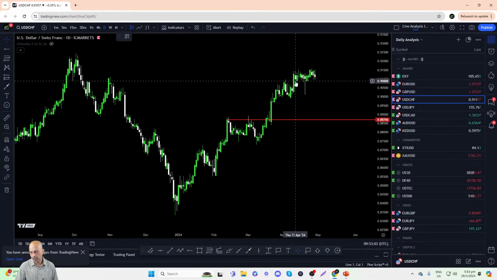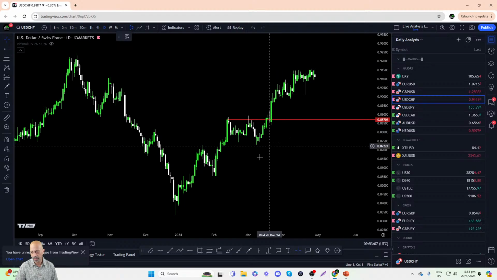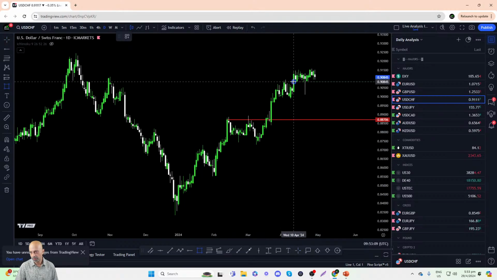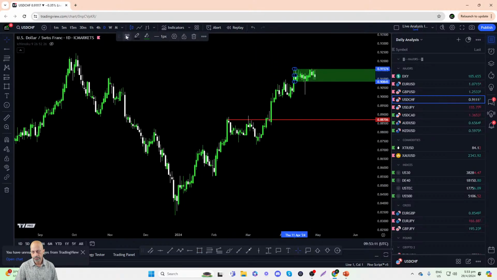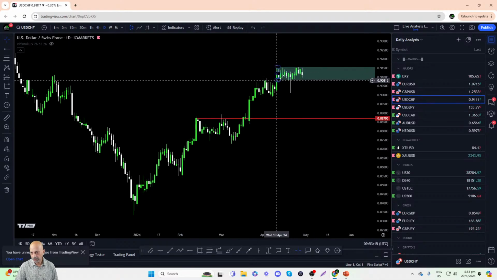However, if you look at how this currency pair has been trading since the 11th of April, it's sort of trading in a sideways range. When we look across here, this looks like sideways trading with this currency pair approximately ranging between 90.85 and 91.60.